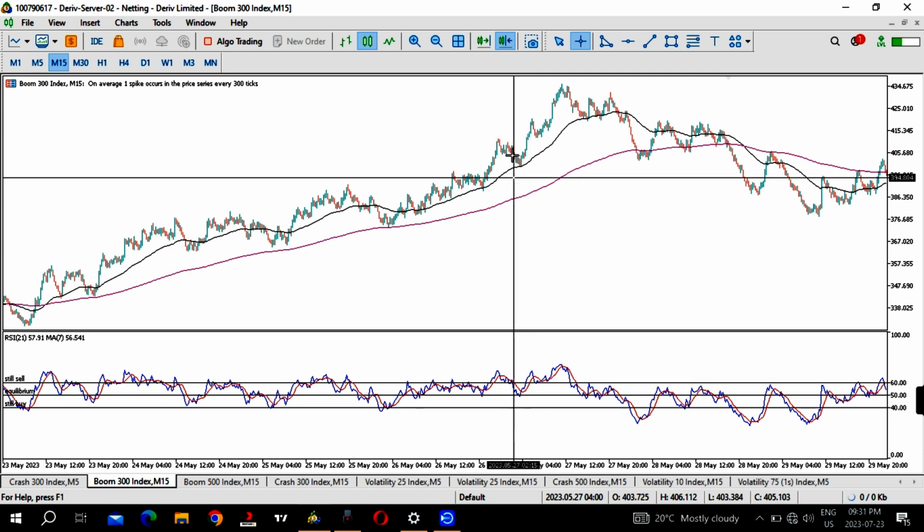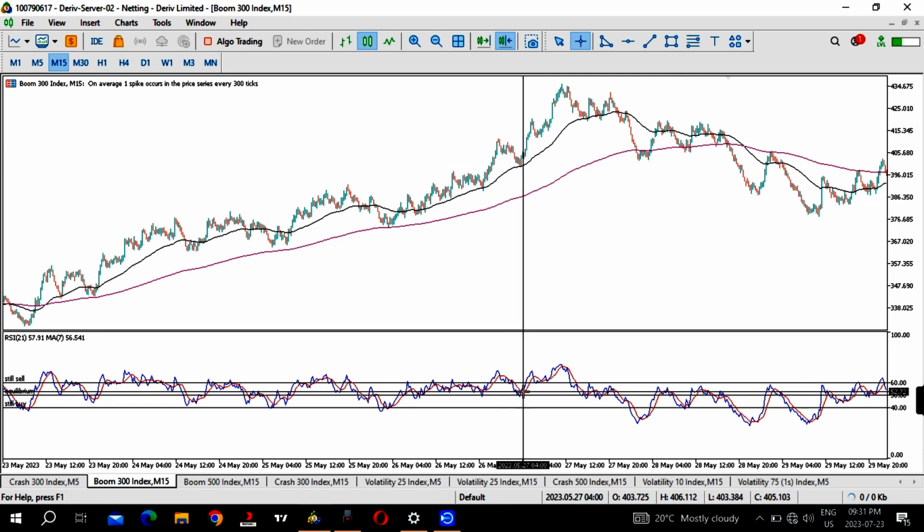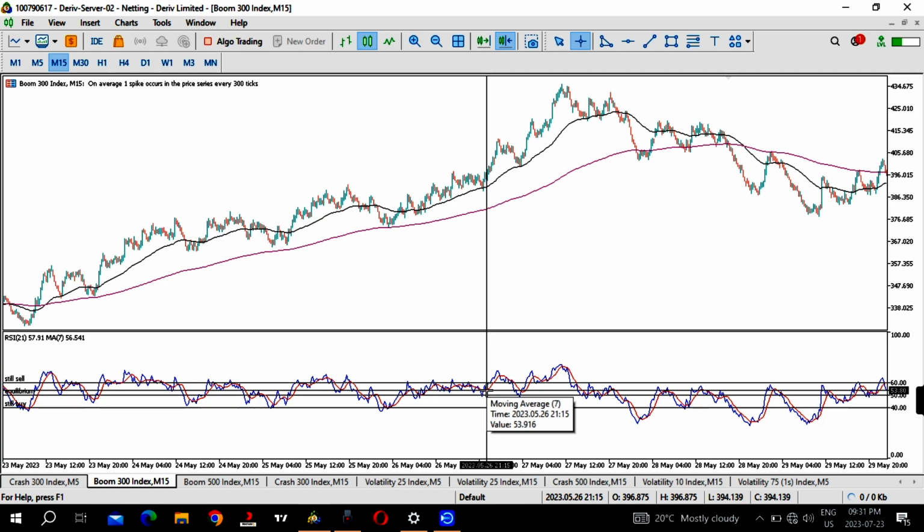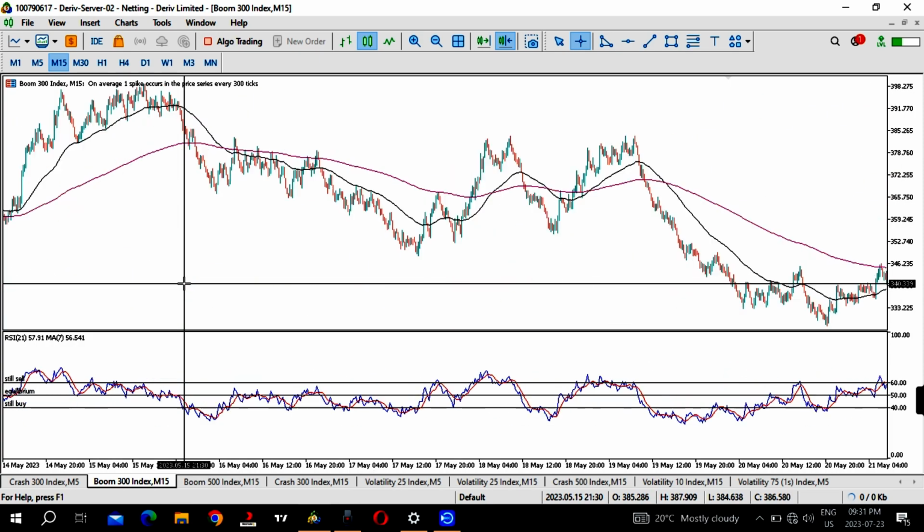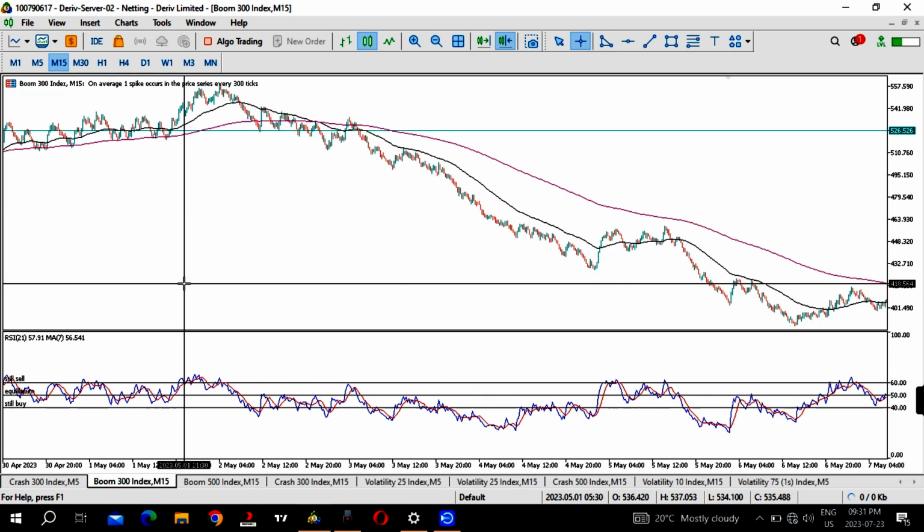As you can see right over here, it pulls back to the 50 moving average. It's also on the level 50 crossover, you take your entry. Level 50 crossover, you take your entry. So it's very simple. That's it for the moving averages.